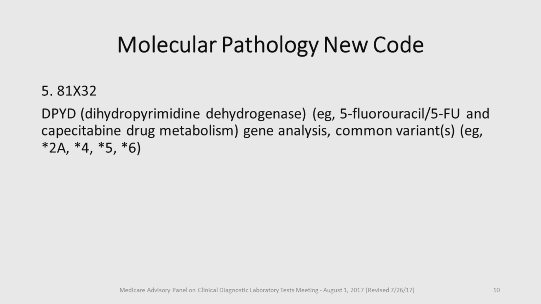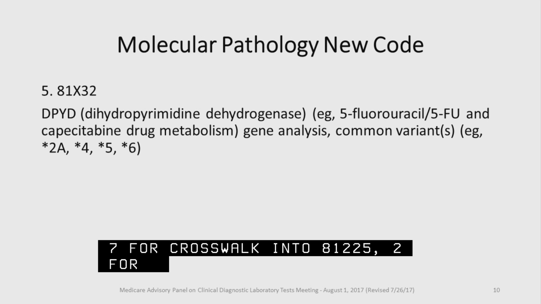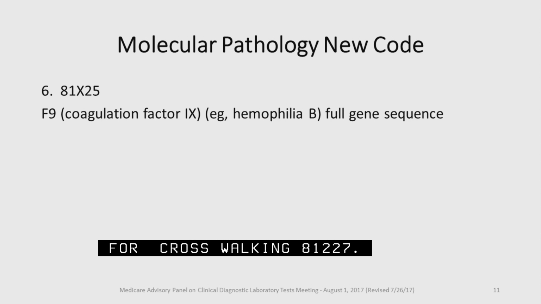Voting results for 81X31. 7 for crosswalking to 81225. 2 for crosswalking to 81227. So the next code is 81X25, and that's the F9 coagulation factor full gene sequence. And we have recommendations for crosswalk of 81321.